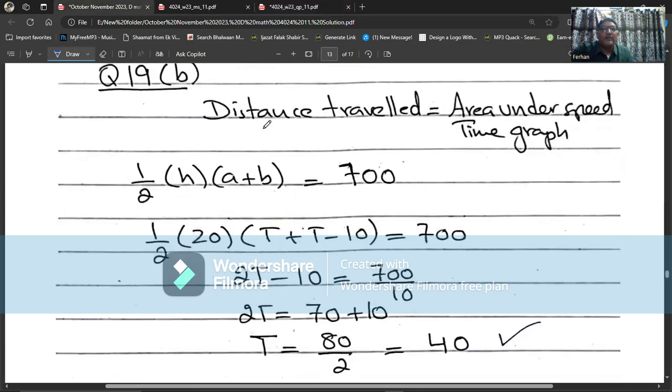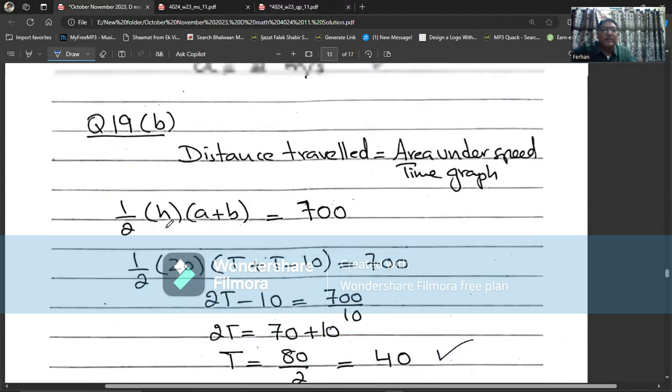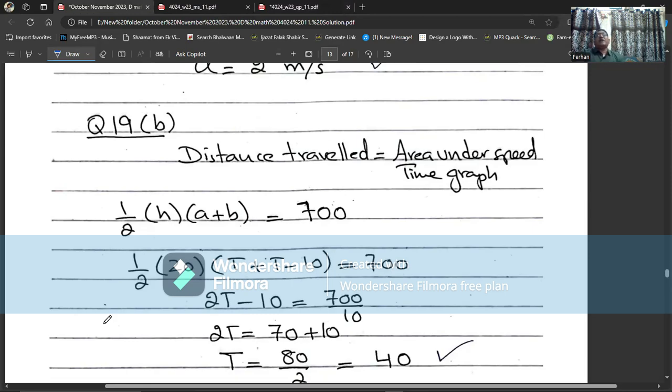So here we go. Question number 19b part. Distance traveled is equal to the area under the speed time graph. The area under the speed time graph is in the shape of a trapezium. So its area will be 1 by 2 into the height into sum of the parallel sides, and that will be equal to 700. So 1 by 2 into 20 into t plus t minus 10 bracket goes equals to 700.